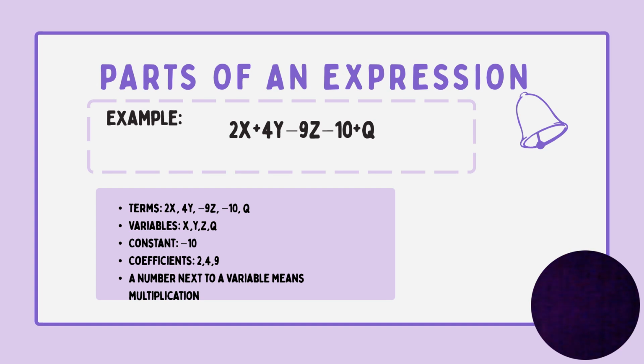The terms are 2x, 4y, negative 9z, negative 10, and q. The variables are x, y, z, and q. The constant is negative 10 because it does not have a variable. The coefficients are the numbers attached to variables like 2, 4, and 9. Remember, when a number is next to a variable, that means multiplication.